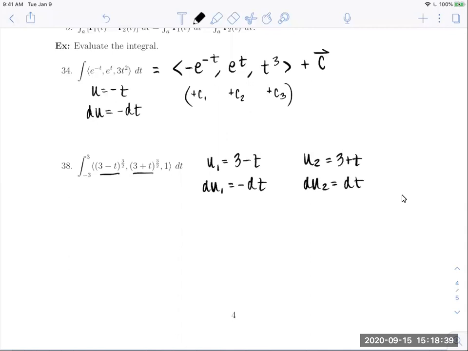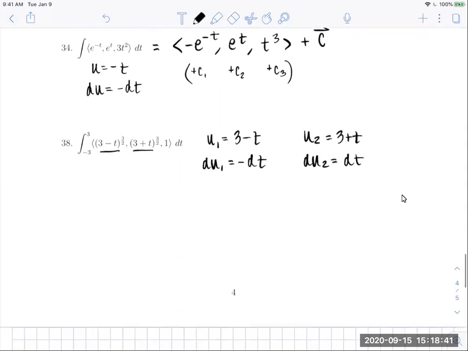and its derivative is dt. All right, so keeping that in mind, what I have now is the integral from negative 3 to 3 of u1 to the 3/2 power, and excuse me, not dt, it's going to become du1. And this is in the i hat component.